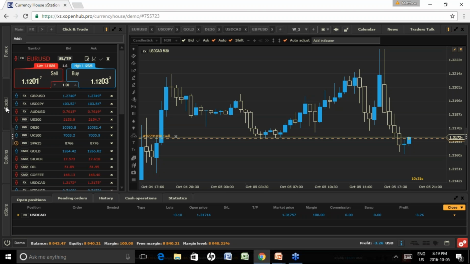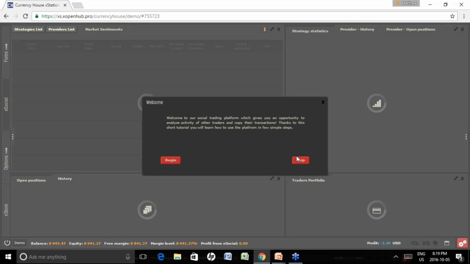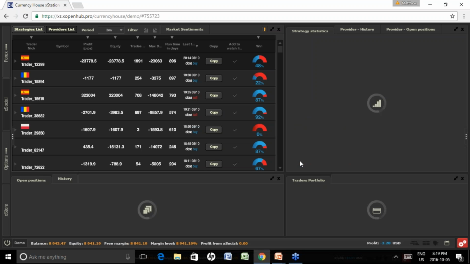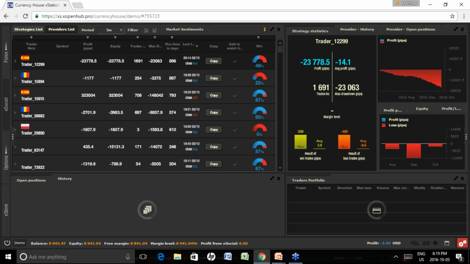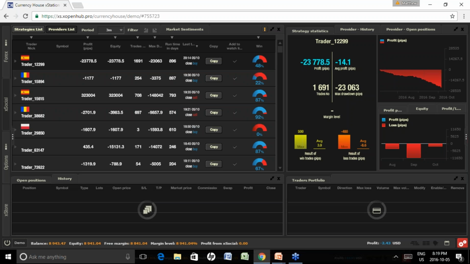When you click on social, the trading social hub is going to come up. So this is almost an entirely different form of trading that you guys have access to when you become a Currency House client. So what is X Social? Well, X Social shows every single player and every single trader that is currently trading on the X station with Currency House. Every single trader, millions of traders, all here in the X Social terminal.